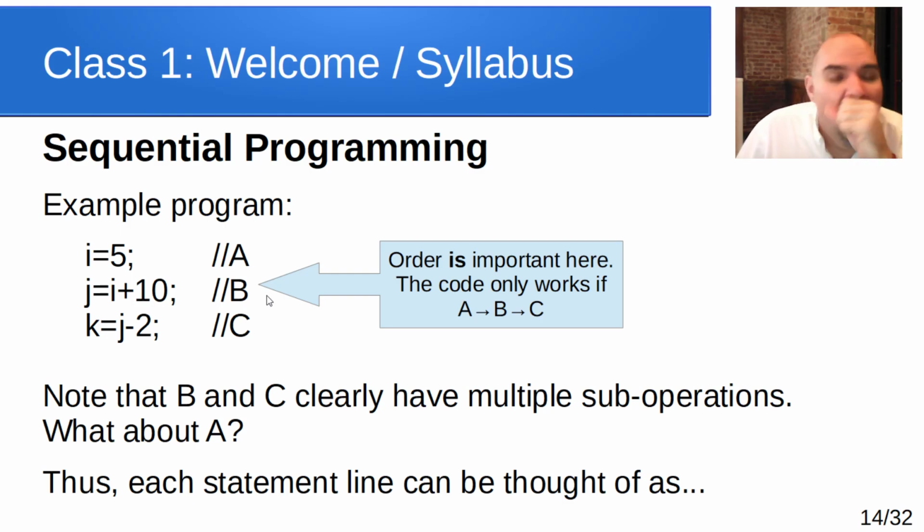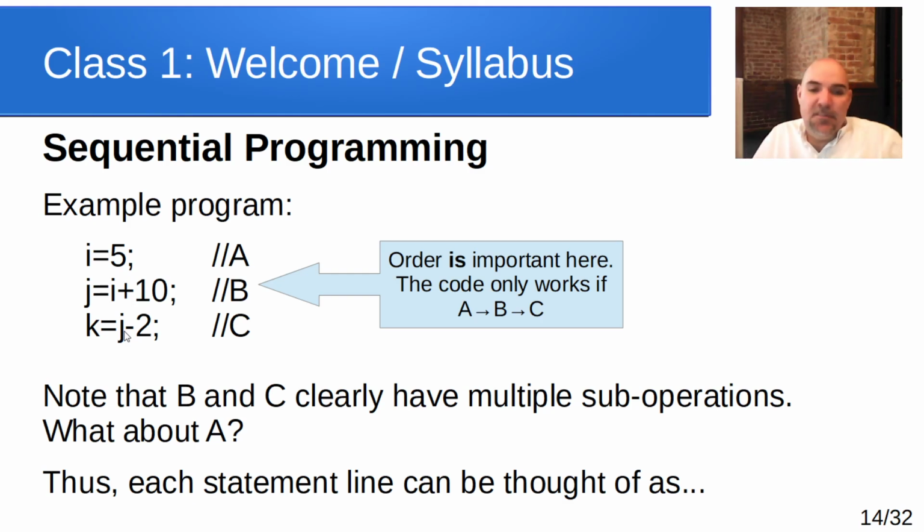So notice here that the order is important. In other words, we have to run A before we can run B, and we have to run B before we can run C. So we have to complete assigning 5 to i because we're using the i value here. And we have to complete the assignment of j before we can use j down here. Otherwise, we'll get weird values from this.